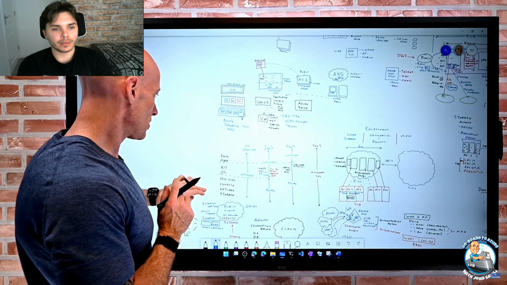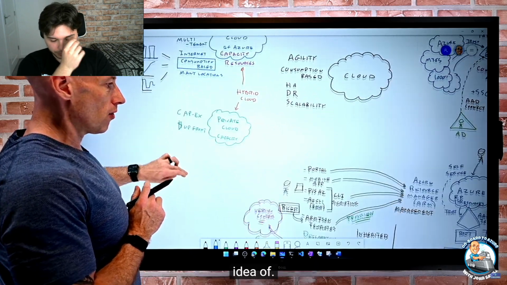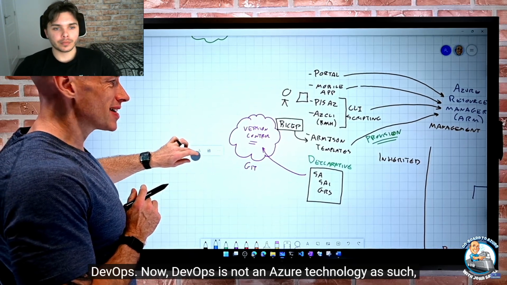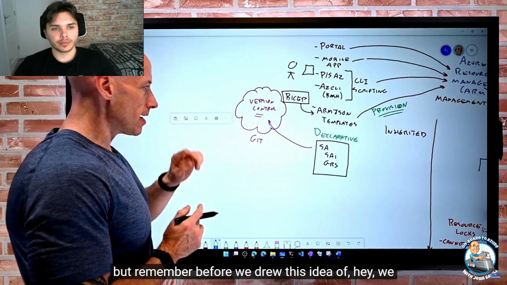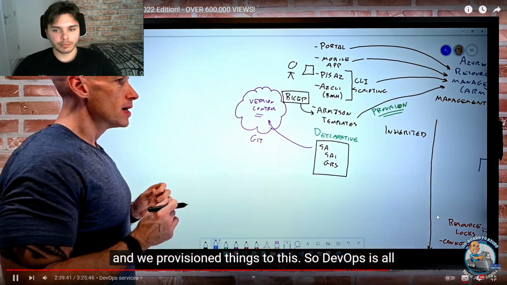Now, let's come over here for a second. The next basic thing you need to understand is this idea of DevOps. Now, DevOps is not an Azure technology as such. But remember before we drew this idea of, hey, we had this Git repository where I stored a JSON file and we provisioned things to this. So DevOps is all about a process.